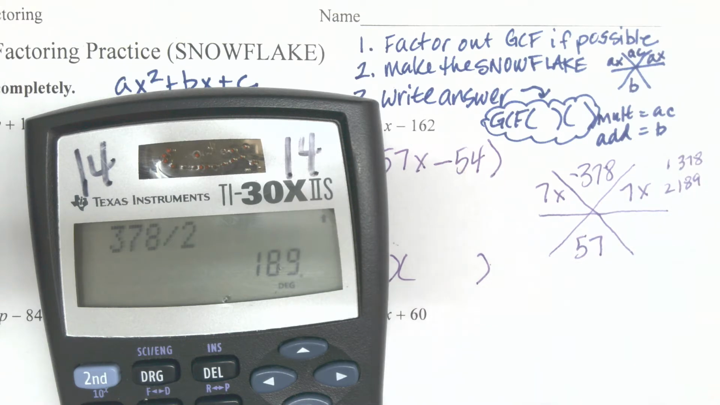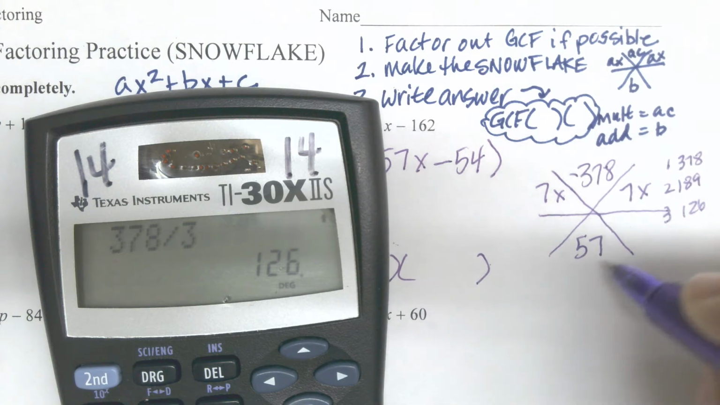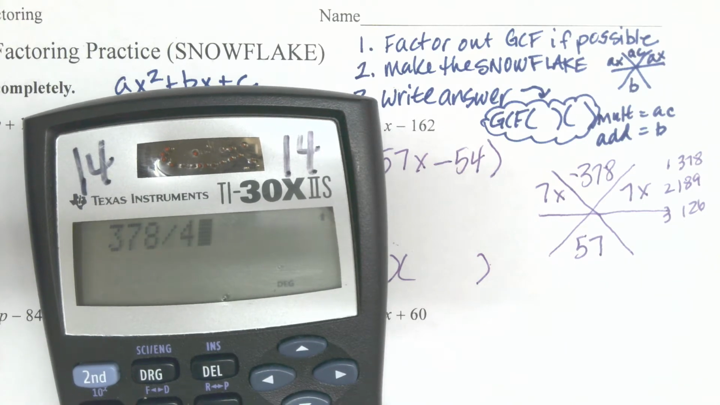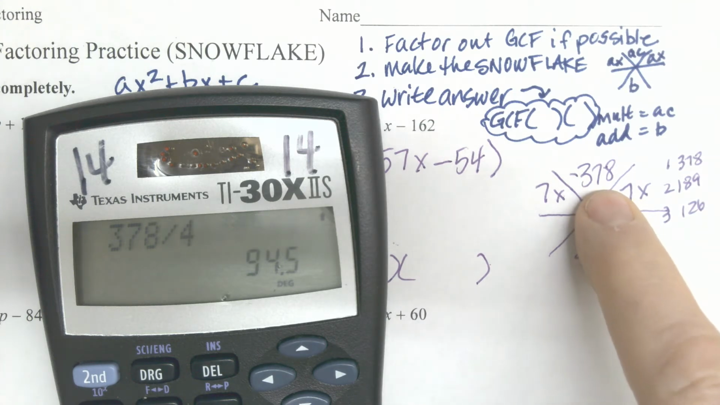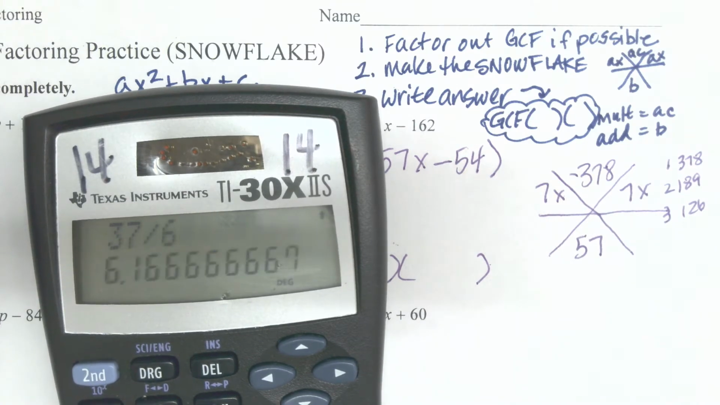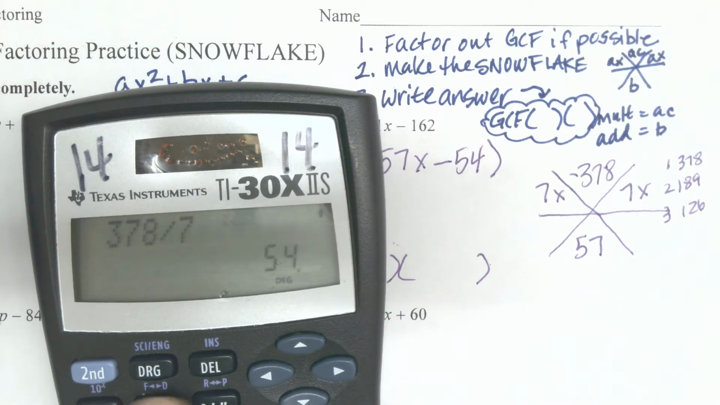2 and 189, I'm not getting 57, so I go back to it. 378 divided by 3 and see what I get. 126, so it's 3 and 126, still no 57. So 378 divided by 4. 94.5, it didn't go in evenly, so I don't even bother writing it down. 5, I know 5's not going to go in there because it doesn't end in 5 or 0, so I'll try 6. 378 divided by 6. Doesn't go in even. 378 divided by 7. 7 and 54. It looks like I'm getting closer to 57, but still there's nothing I can do with 7 and 54. Keep going.